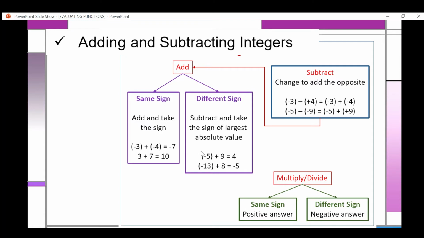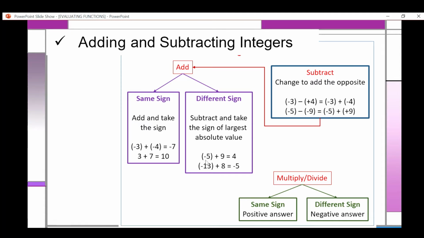So, ano yung mas malaki dun sa dalawang absolute value? So, ang sagot is 9. So, yun yung susundin natin na sign for our difference here. Okay? Nakuha ba yun? Tapos, dito, ayan. Negative 13 plus 8. So, laging subtract. So, 13 minus 8, that's 5.